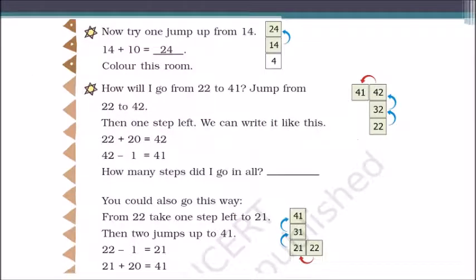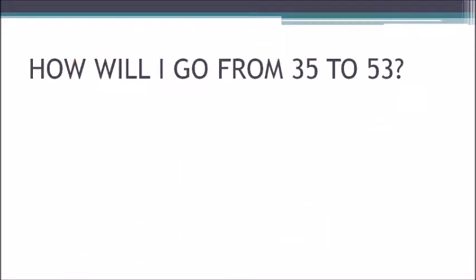This question has been given in your book also. You can see in the picture in the lower side. You could also go this way: from 22 take one step left to 21. First you take a step to the left to 21, then 2 jumps up to 41. When you take one step towards the left, you just subtract 1, then you reach 21. Then when you take 2 steps up, you reach 41. So you add 20 and subtract 1 from 20, then you get the steps you have taken, that is 19. Now let's move forward to the next question.